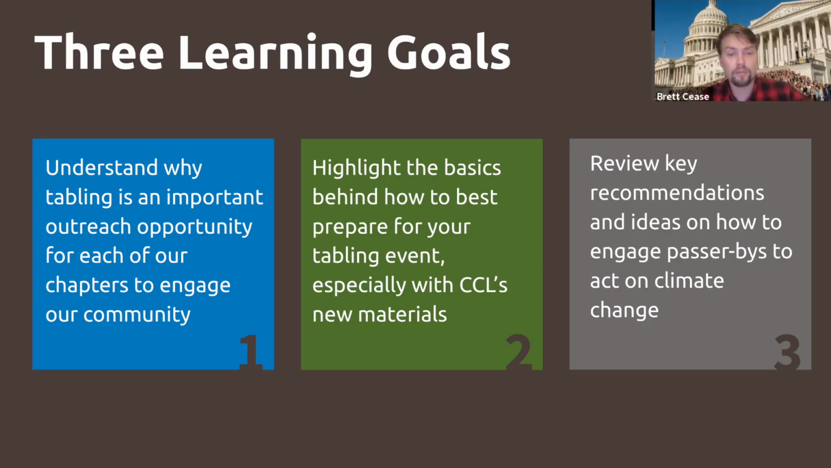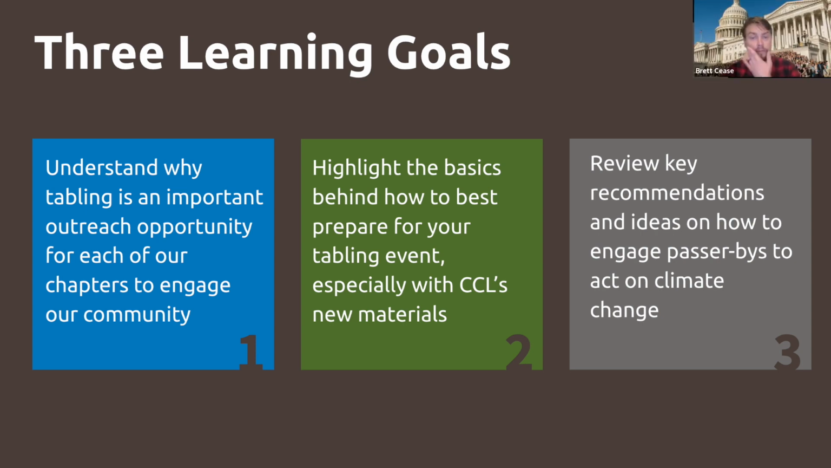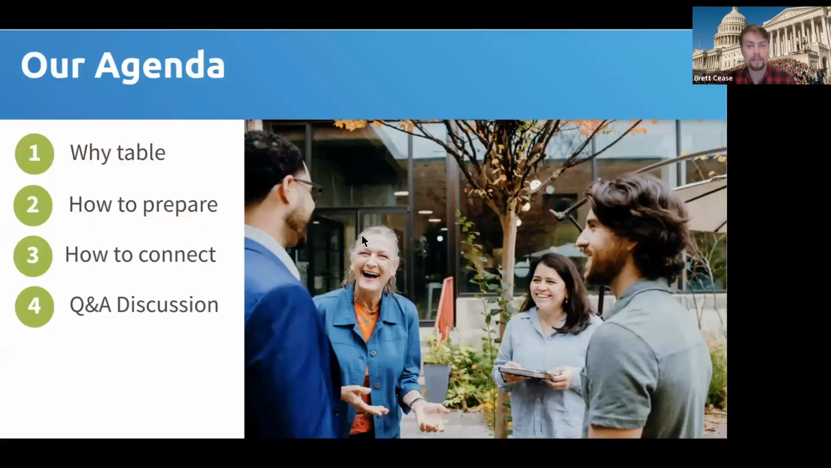If we've done our job well tonight, we will have helped you understand why tabling is an important outreach opportunity for each of our chapters to engage in our communities. We'll highlight the basics behind how to best prepare for your tabling event, especially with CCL's new materials, and review key recommendations and ideas on how to engage passersby to act on climate change. Our agenda is really straightforward: why tabling, how to prepare, and how to connect. And we'll make sure to stay on for plenty of Q&A discussion.